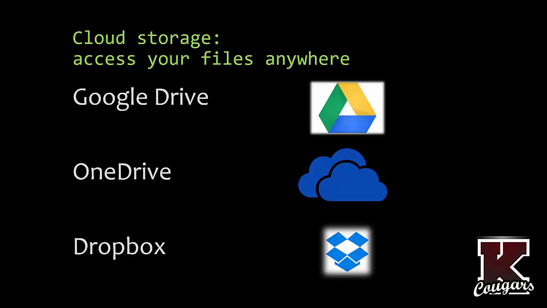And so Google Drive and OneDrive and Dropbox are just examples of cloud storage. What cloud storage does is allow you to access your files anywhere. If you put your files in Google Drive on your work computer, it'll be accessible on Google Drive on your home computer and Google Drive on your phone, iPad, Android device, whatever device you have that has Google Drive, which is available for all of those devices. You can access it. Same for OneDrive.